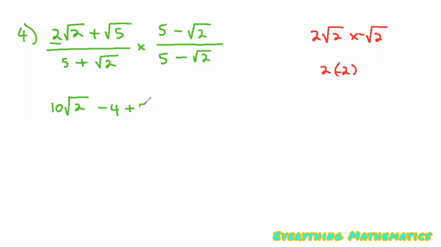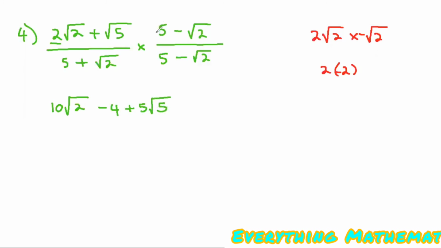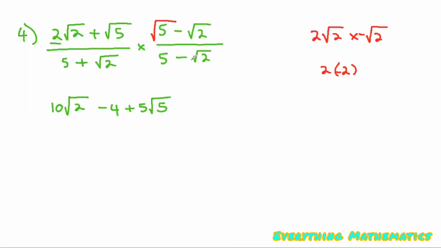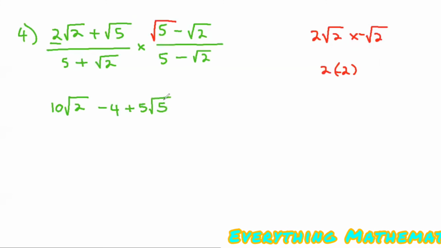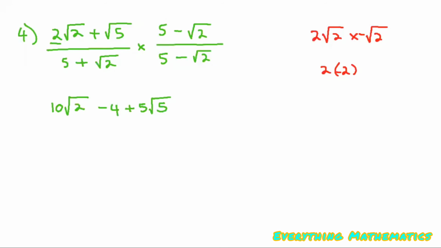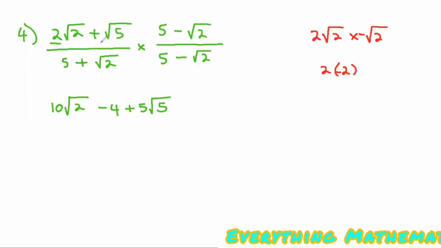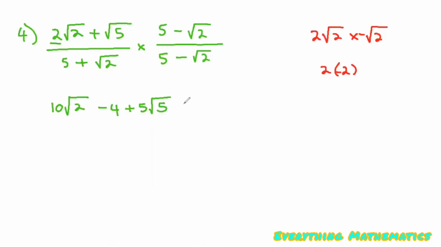Here you'll actually get 5 root 5. Yes? If this 5, let me put it in a different color, if this 5 was under the square root, then this 5 times this 5 would have just given us 5 and not 5 root 5. But this 5 there is not under the square root, so don't practice that. Be careful.